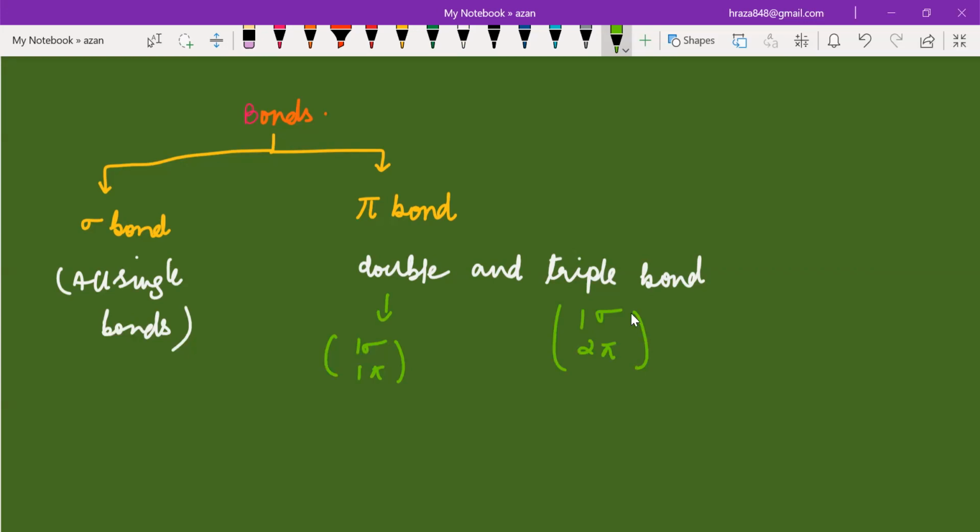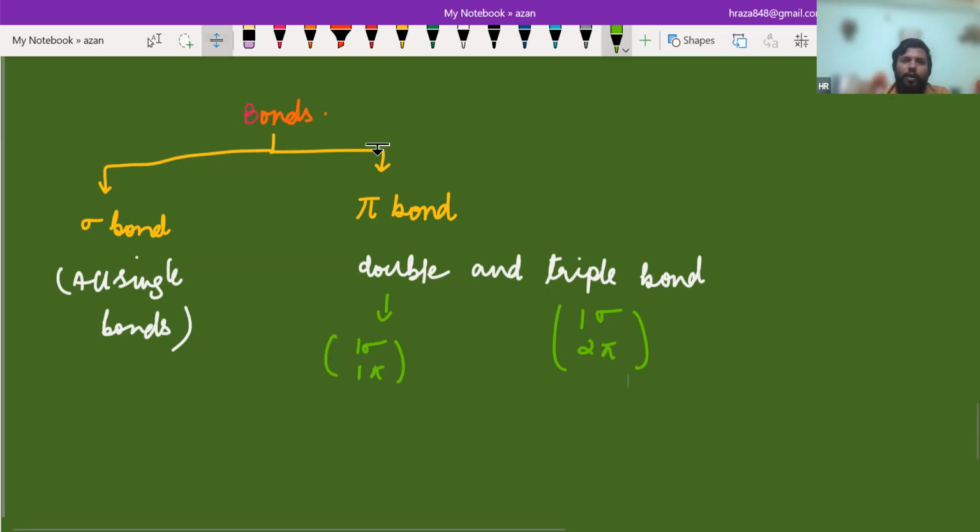So whenever there is a question to calculate the number of sigma and pi bonds, you just need to write the whole, complete structure. Show every bond between every atom, and then if there is a single bond, that means sigma. If there is a double bond, that means one sigma, one pi. If there is a triple bond, that means one sigma, two pi.